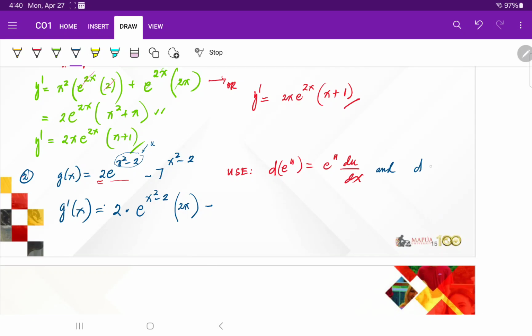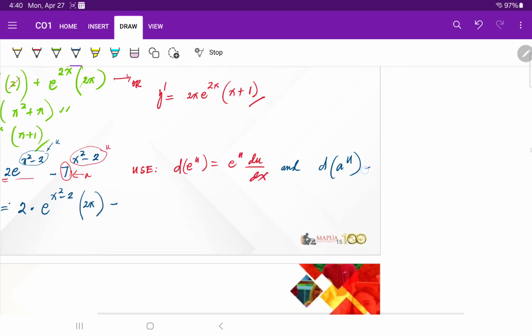And the derivative of what? A to the u. Because remember, this is a, and this is u. So what's the derivative of a to the u? It's a to the u, ln of a, times du dx.